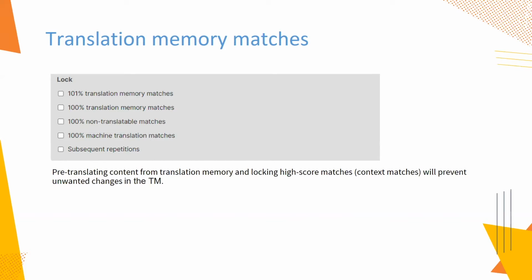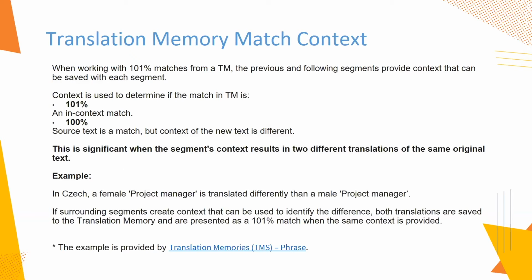Pre-translating content from translation memory and the locking of high score matches, such as context matches, will prevent unwanted changes in the translation memory. It will be locked as it is recorded in the translation memory. So we would like to explain what the context match of the translation memory is. So we're working with 101% matches from our translation memory.